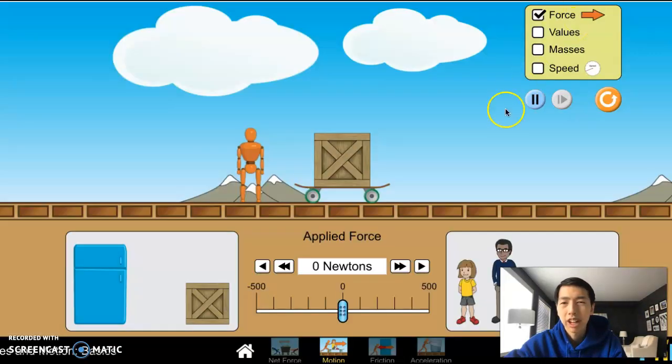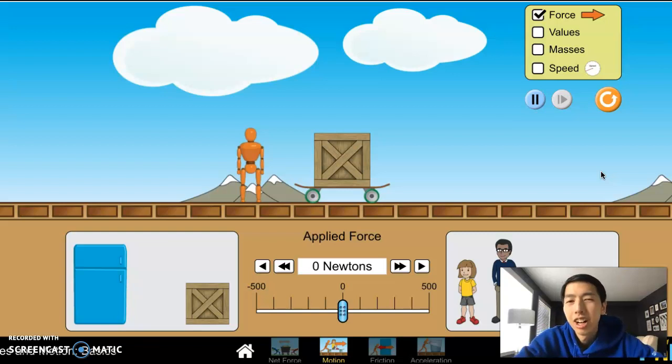And here I've loaded up a PhET simulation. This is produced by the University of Colorado, and they made it free online. It's very generous of them. I can show you a lot of physics concepts through their simulations. So for Newton's first law, it's fairly straightforward. I have an object, a crate, on a skateboard with wheels, and that's just to tell you that we're not going to have friction in this scenario. The wheels are going to allow this box to move smoothly without any frictional forces.